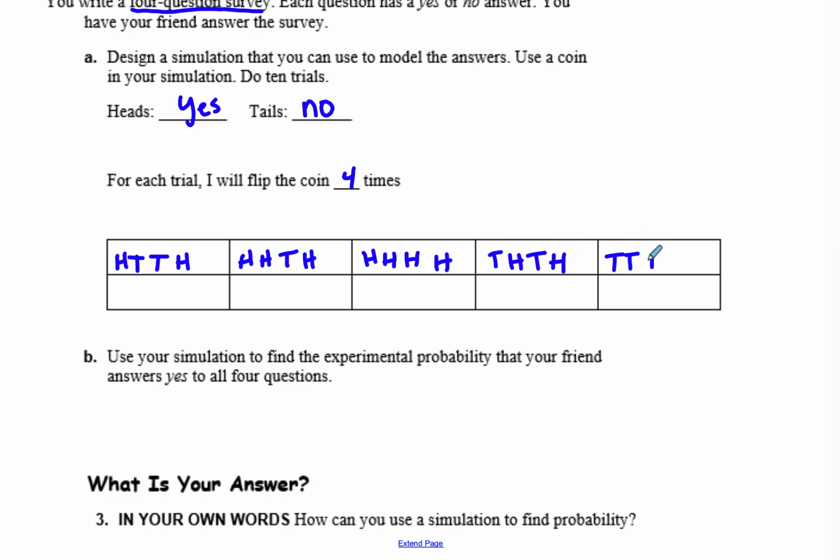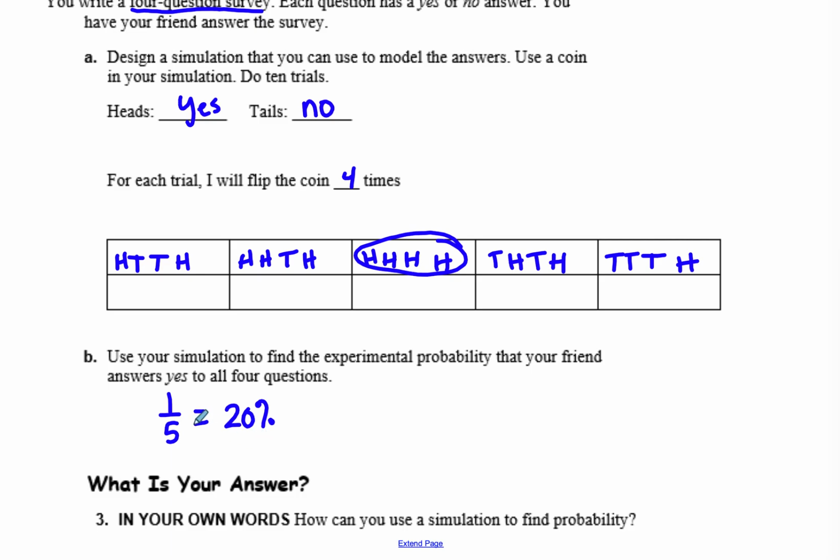All right, so here are my results for the first 5. For time's sake, I'm only going to do 5, but you should have 10 there. Out of my 5, I had 1 out of 5 that was all yeses. You will count for yours how many you had. 1 out of 5 is already in simplest form, but the percent is 20%. For your experiment, you're going to count how many times it was all heads out of your 10, so it'll be something over 10, and then you'll make it into a percent.